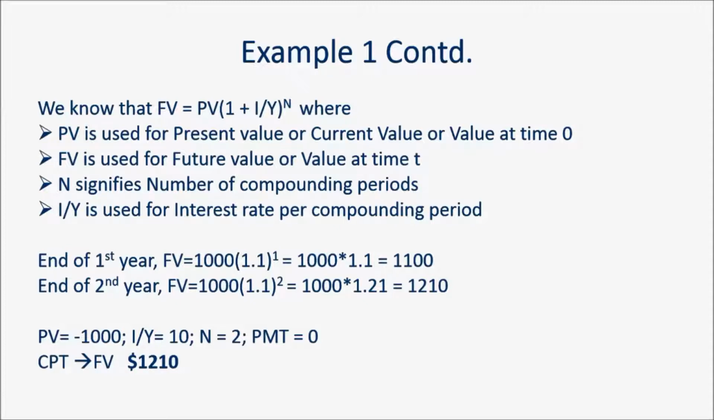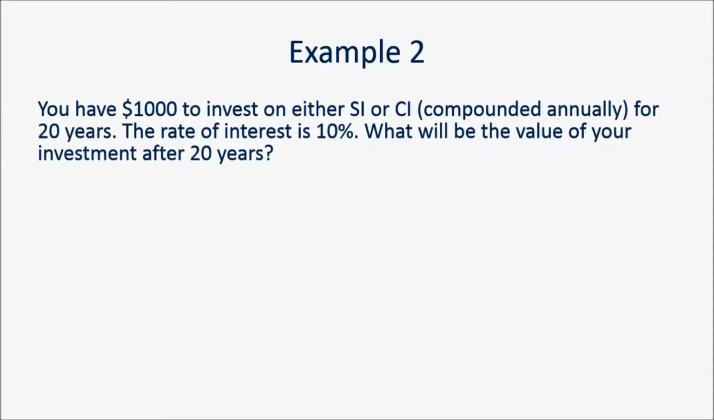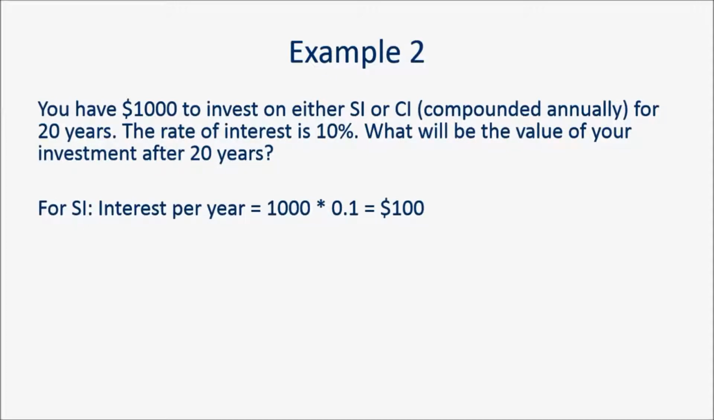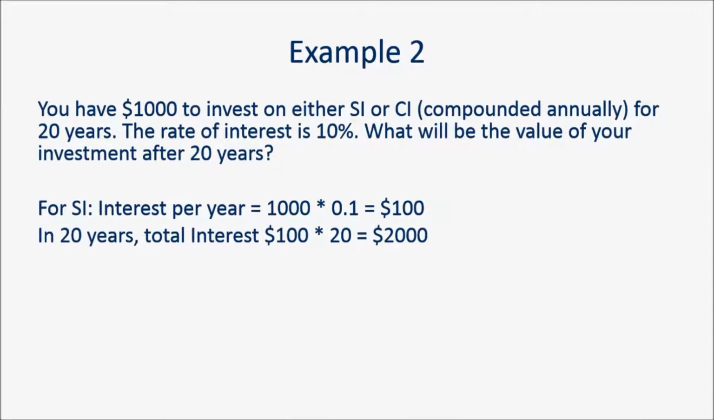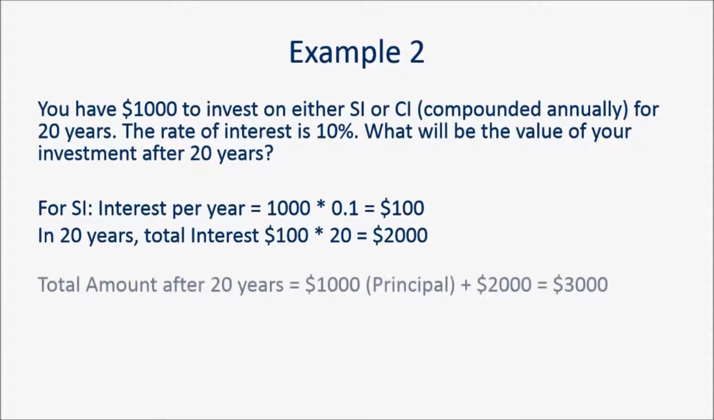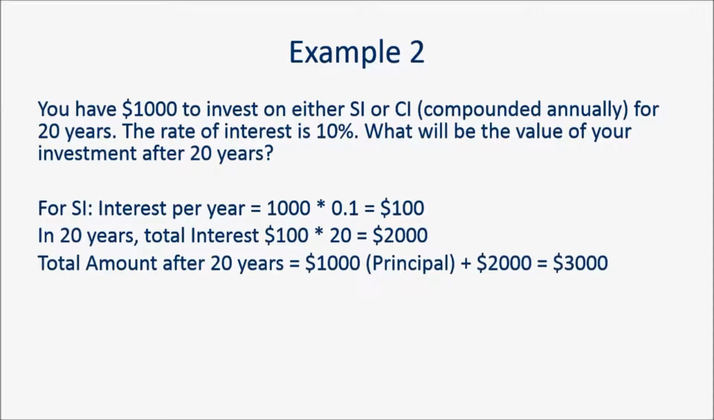Now let's take another example. Example 2. Let's say you have $1,000 and you can invest it on either simple interest or compound interest compounded annually for 20 years. The rate of interest is 10%. What will be the value of your investment after 20 years? Again, this should be pretty simple. For simple interest, interest per year will be $1,000 multiplied by 0.1, which is $100. So in 20 years, we'll earn $100 multiplied by 20, which is $2,000. And the total amount after 20 years will be $1,000 from the principal money and $2,000 interest, which is $3,000.